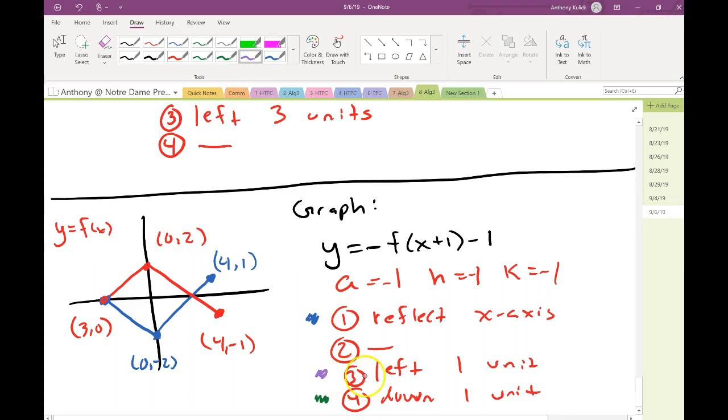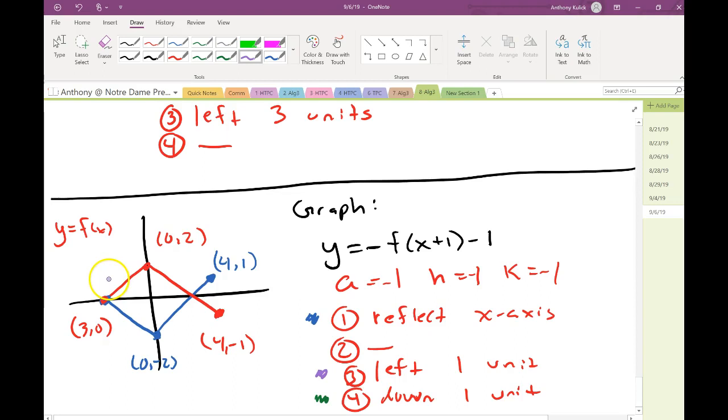So next thing I need to do is go left 1 unit. What's going to happen to the coordinates if I want to shift them left 1 unit? Which coordinate is affected, x or y? X, because we're going left or right. Since we're going left 1 unit, what should I be doing to the x coordinate? Subtracting 1. Everybody agree with that?